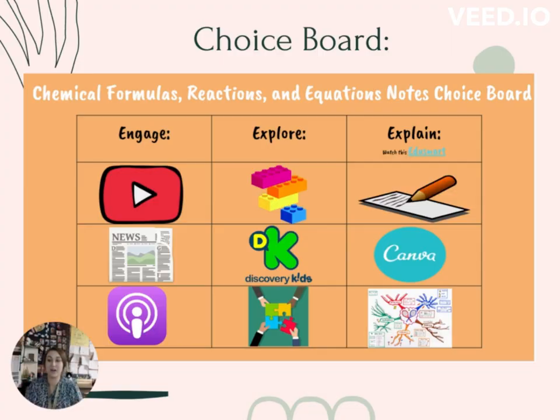But so how I've introduced this is they get a choice board. We use the 5E model in science. So we got our engage, our explore, and then our explain. And in explain, they have options for notes because some of my kiddos just need something different. So I embedded the Canva logo into the slides.